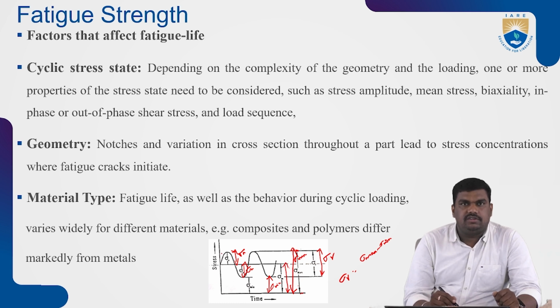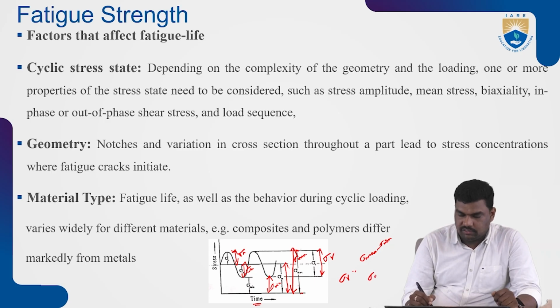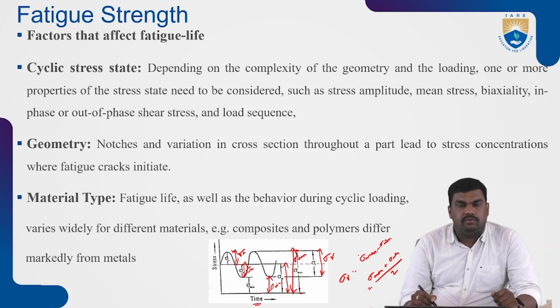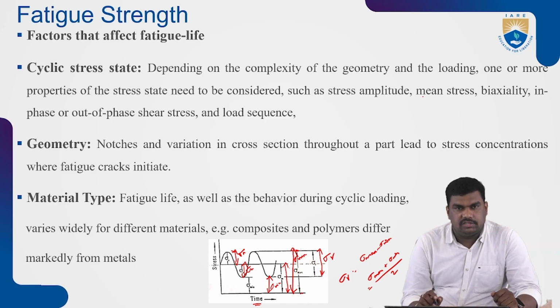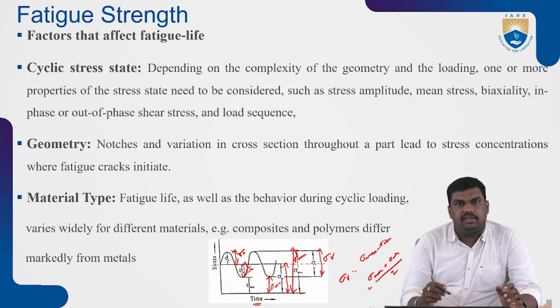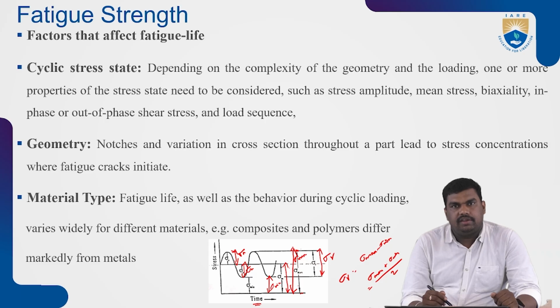So this fluctuation, how it is happening: stress will always vary with respect to time, so stress fluctuations will happen. So the mean stress sigma mean is sigma max plus sigma minimum divided by 2. Right, that is your mean stress. So the stress amplitude, mean stress, and all of this will be for the fatigue strength.